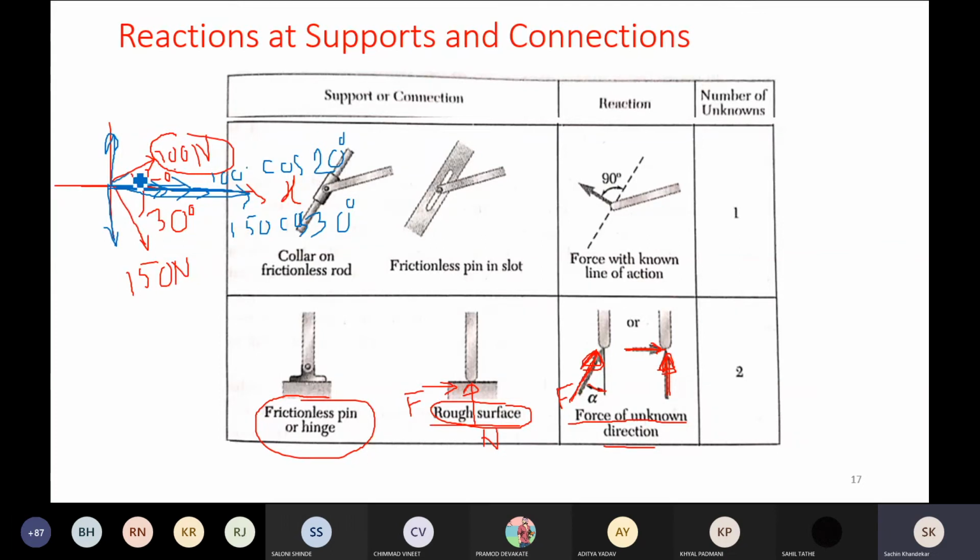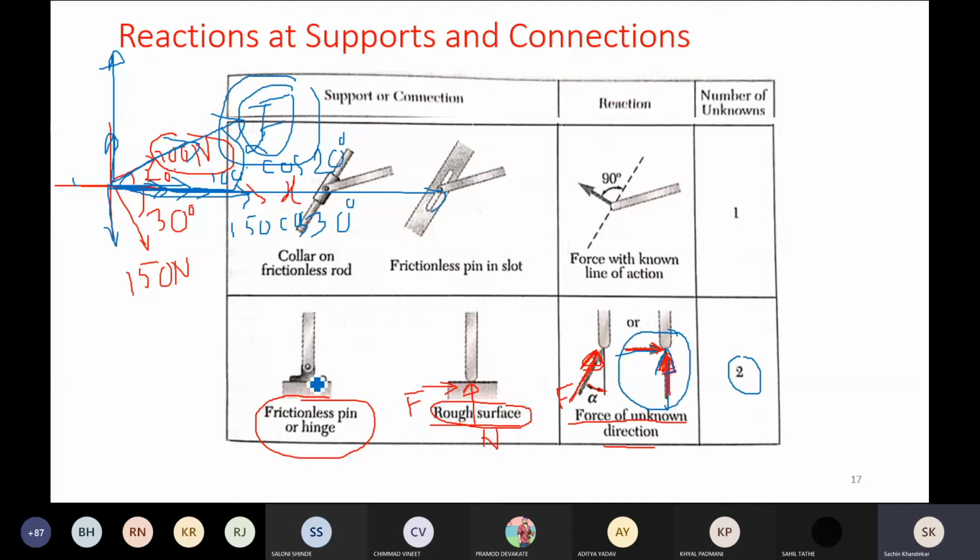So suppose now, this is one force, one unknown, for example the F with unknown line of action, say alpha. Now this one unknown that we are going to resolve into two components, one along x-axis and second along y-axis. So in short, we are going to consider these two unknowns, one along x-axis and second along y-axis. So in short, in case of hinge support, there will be two unknowns.